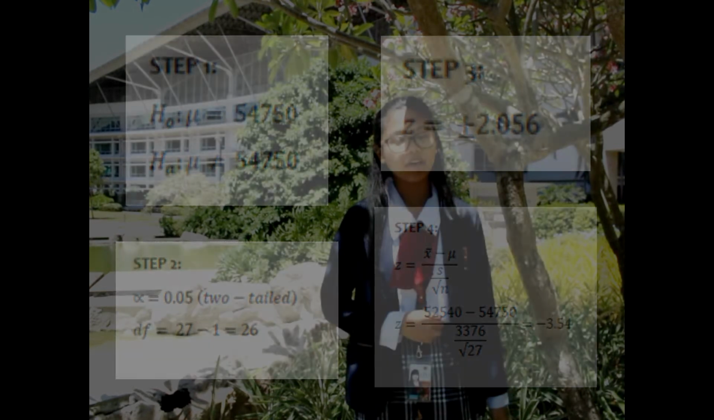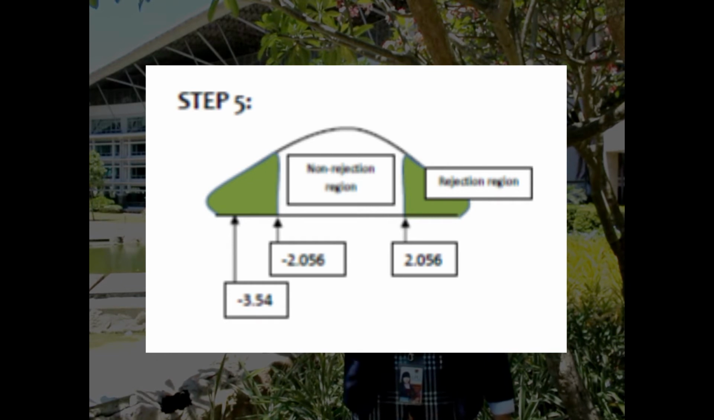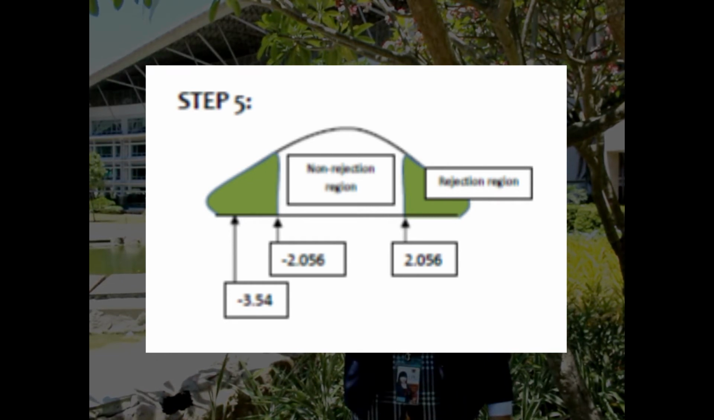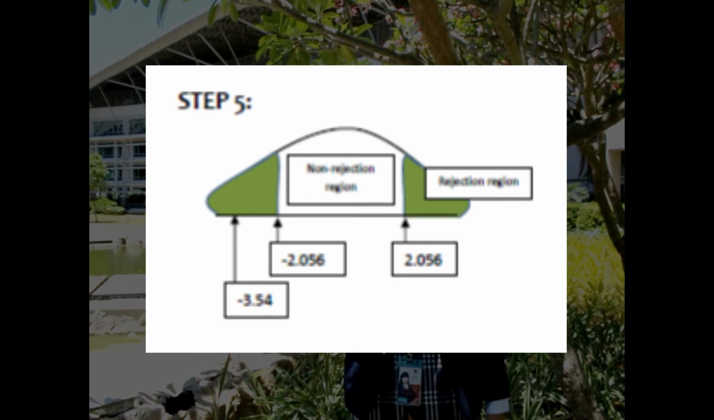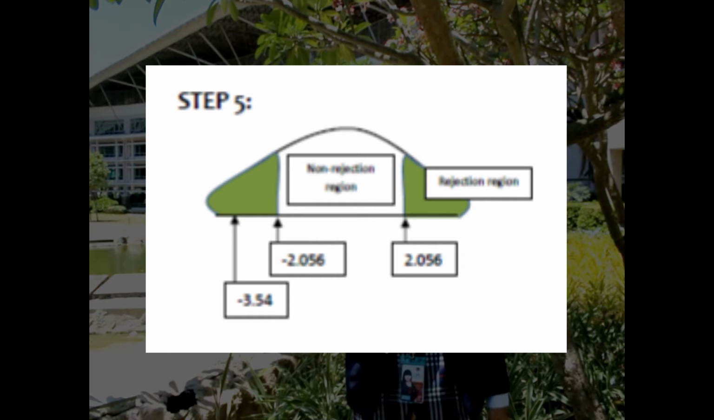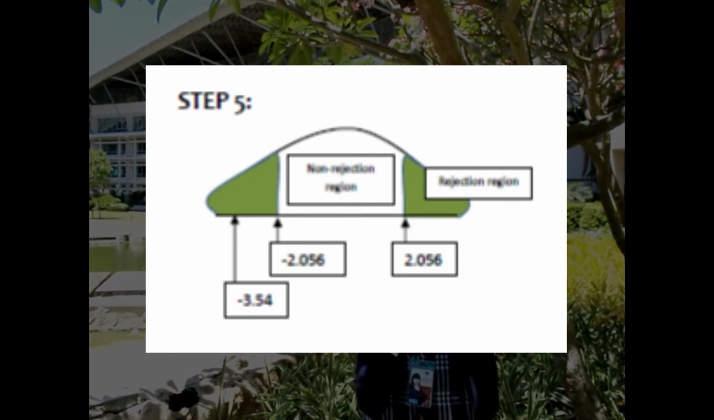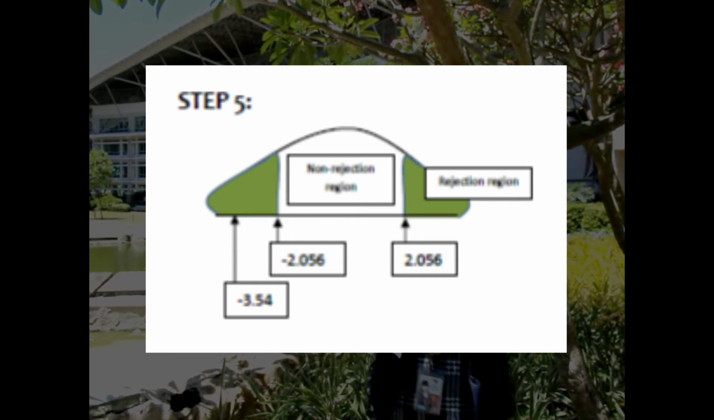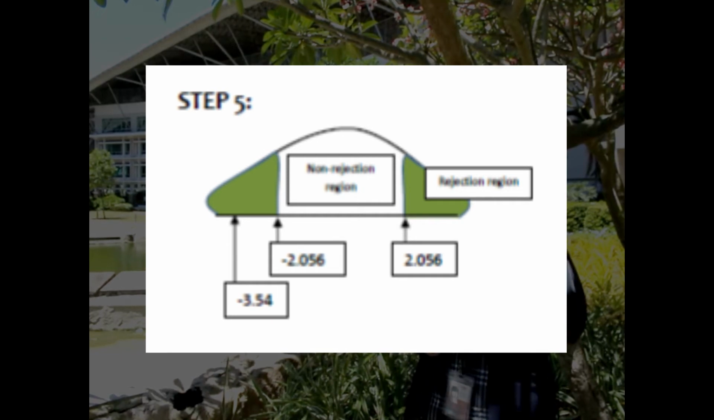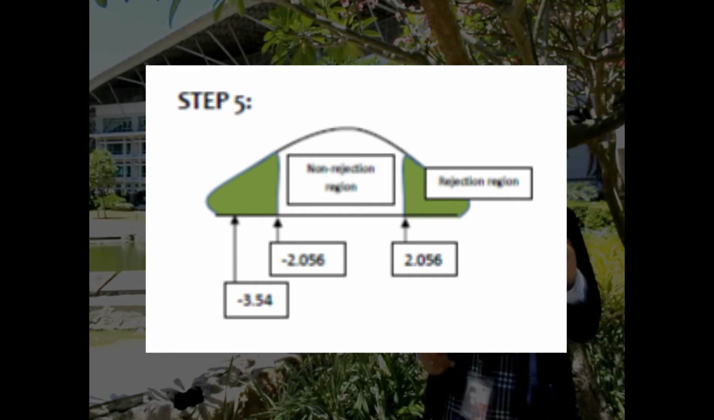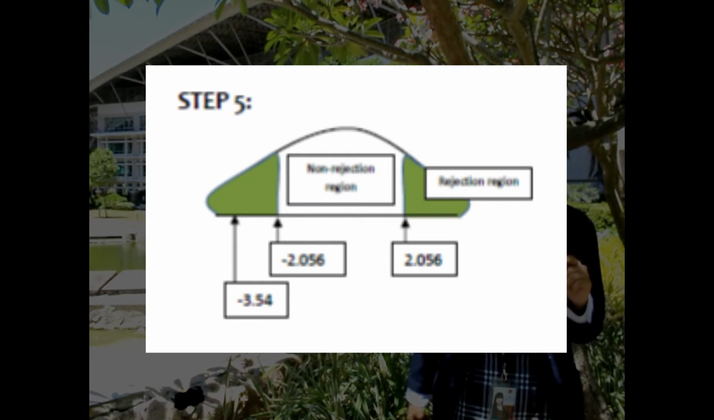Step number 5, the normal curve. Mark the z-values attained from step number 3 and shade accordingly. Since the problem given is equal or not equal to, or two-tailed, the left and right side must be shaded. Look for the solved z-value. If within the shaded region, HO must be rejected. If within the non-shaded region, HO must be accepted. Since the z-value is within the shaded region, we must reject the HO.